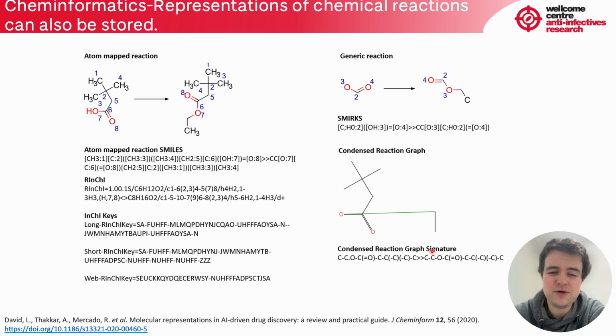Another representation, I'm not going to dwell on it too much, is the condensed graph of reactions. This is where we try to store a sort of transition state of a molecule. This condensed graph of reaction can then form a graph signature, which again can be stored successfully and used prospectively to be able to transform molecules.